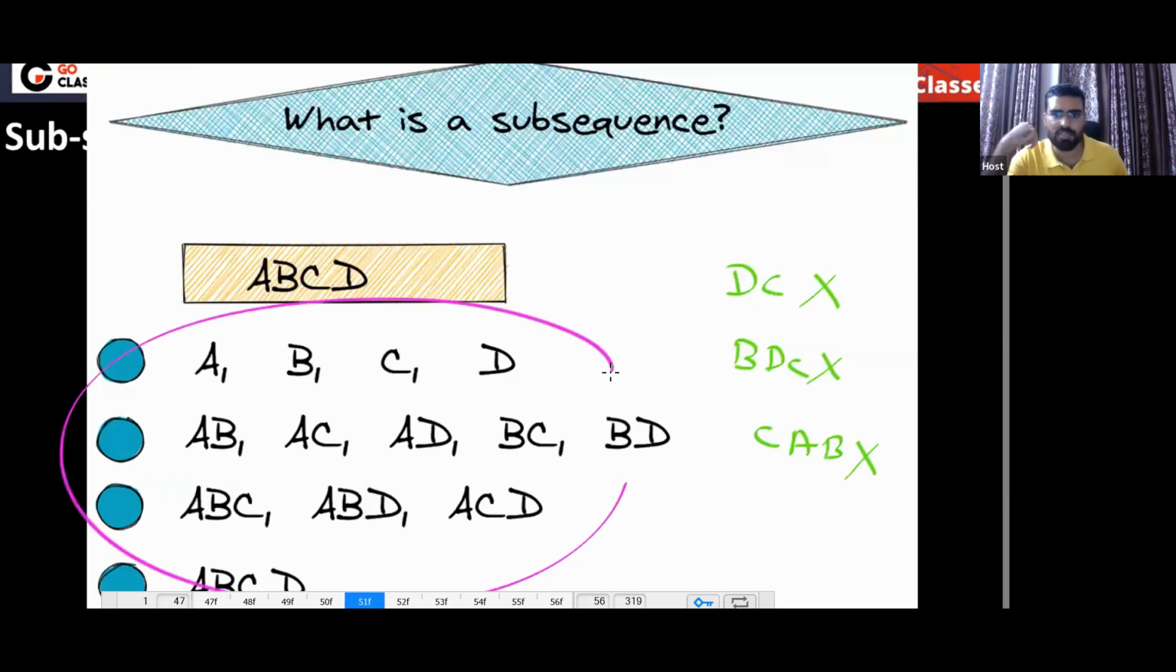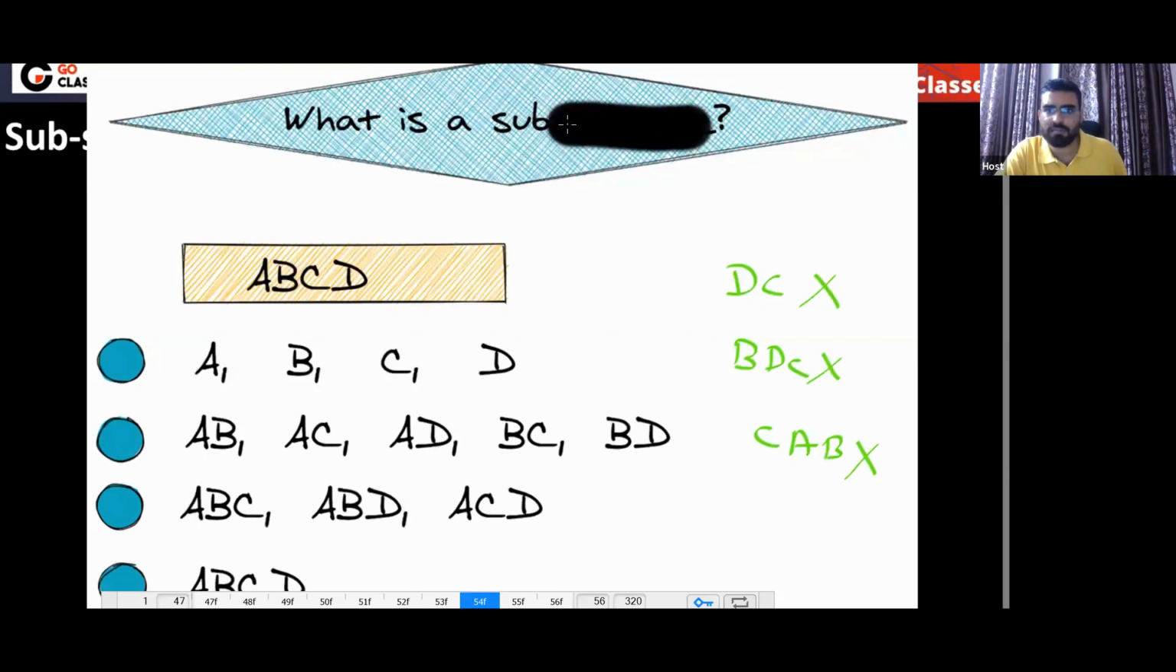See, these are the subsequences. Now tell me the substrings. You can notice that yes, all of them are substrings, and AB is a substring. AC is not a substring, so you can remove this AC. AD you can remove. BC is a substring. BD you can remove. And next, ABC is a substring. ABD is not a substring. ACD is not a substring. So this is the idea.